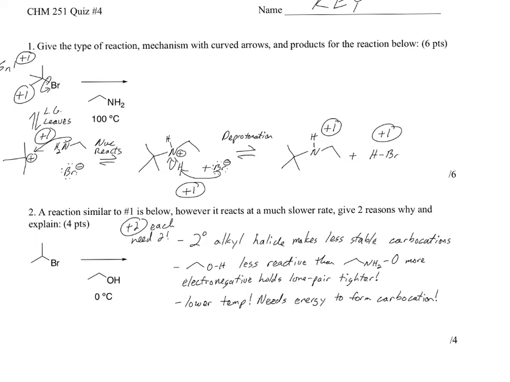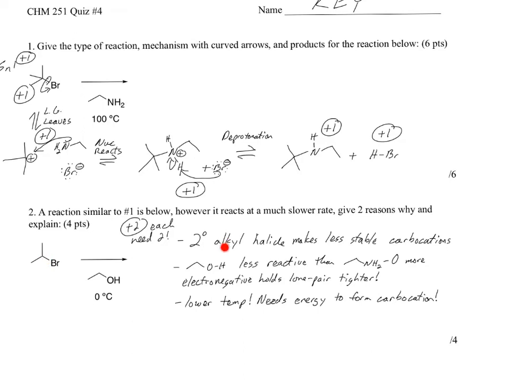All right, so the second one. For the second one, it is similar to the one below. However, it reacts at a much slower rate. Give 2 reasons why and explain. So, right, we're assuming this is an SN1 reaction. So why would this set of conditions make this react slower?